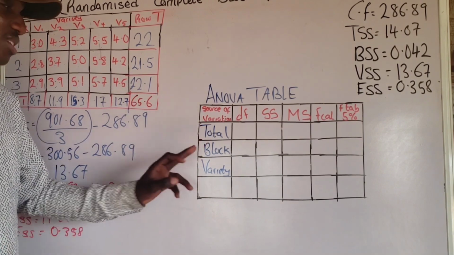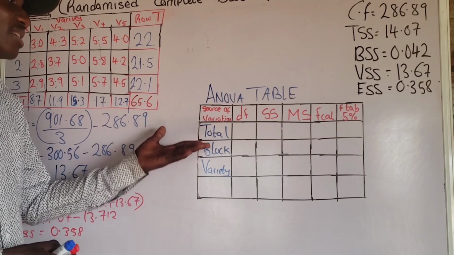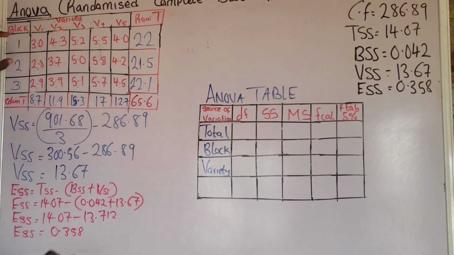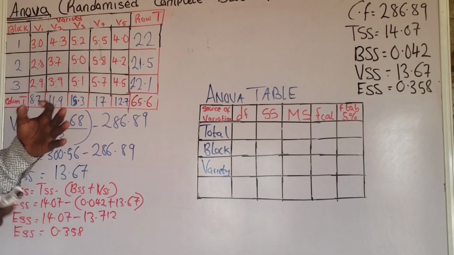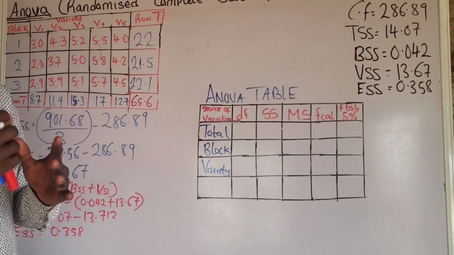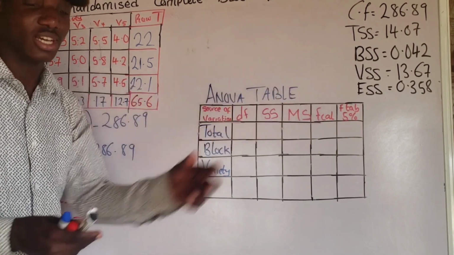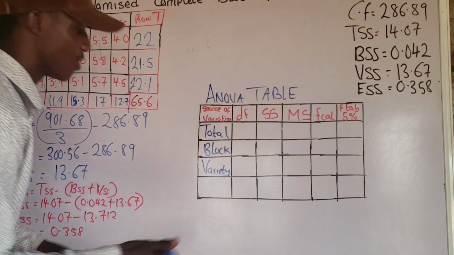If you are given treatment, write treatment. If you are given replicate, write replicate. You understand? And if you are not given block, you can write replicate. I felt it is important to let you know that. And the last column here will be for error.